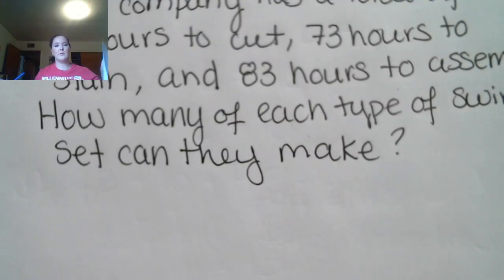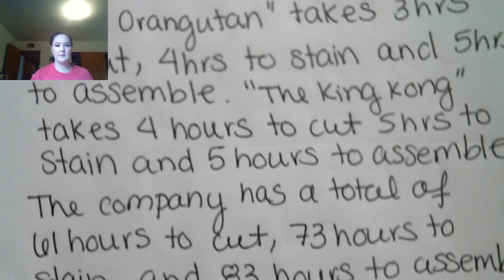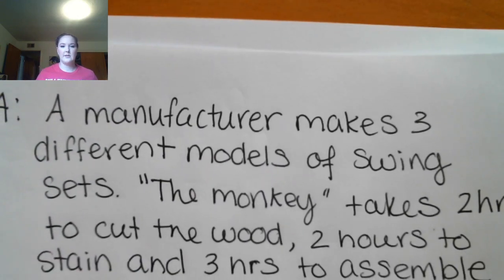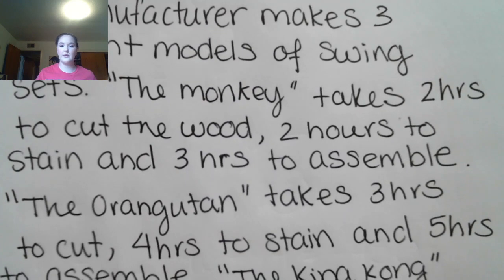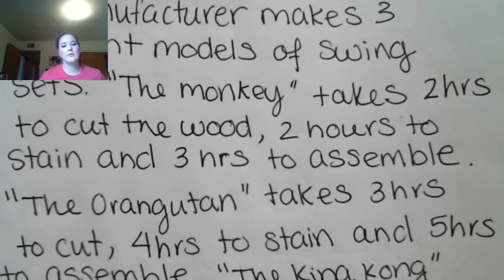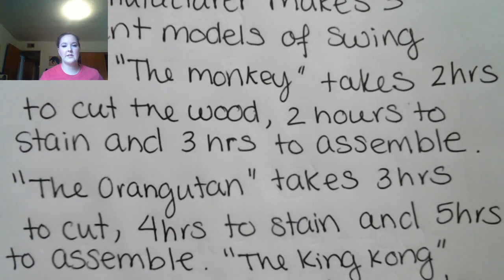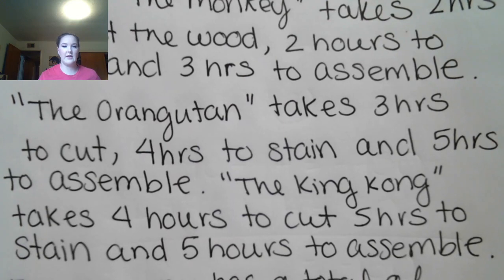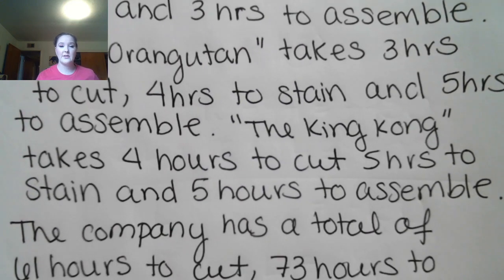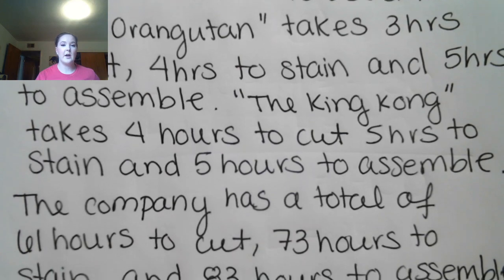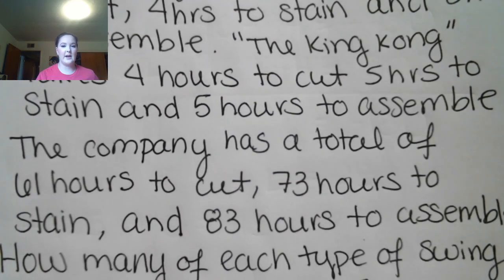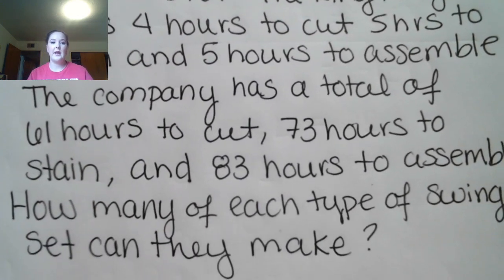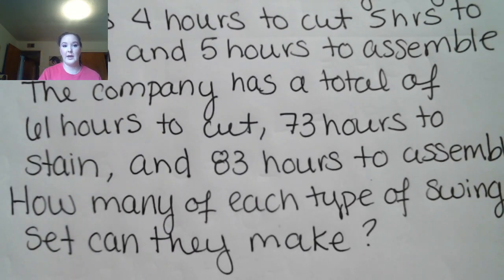Okay, let's look at our last word problem. A manufacturer makes 3 different models of swing sets. The monkey takes 2 hours to cut the wood, 2 hours to stain the wood, and 3 hours to assemble. The orangutan takes 3 hours to cut, 4 hours to stain, and 5 hours to assemble. The King Kong takes 4 hours to cut, 5 hours to stain, and 5 hours to assemble. The company has a total of 61 cutting hours, 73 hours to stain, and 83 hours to assemble. Okay, how many of each type of swing set can they make?